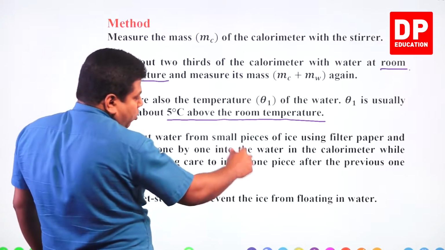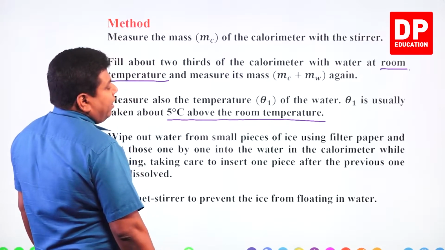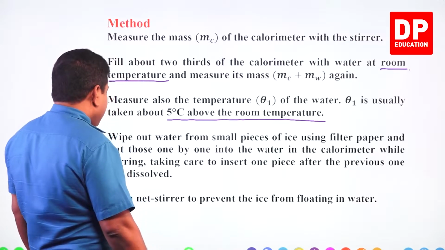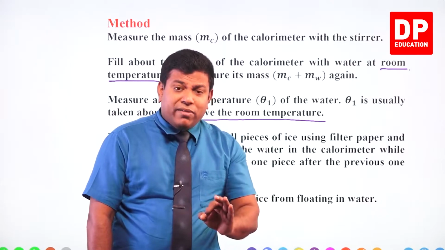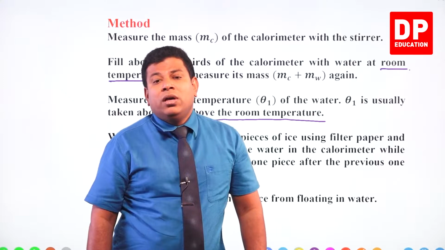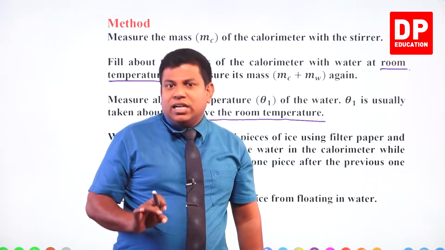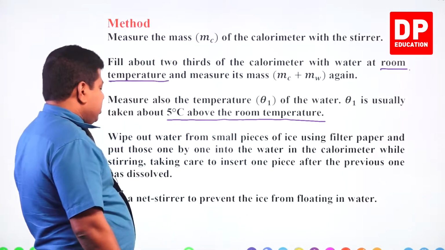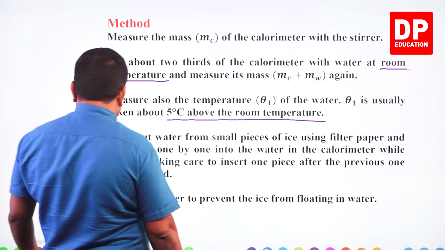Wipe out water from small pieces of ice using filter paper and put those one by one into the water in the calorimeter while stirring, taking care to insert one piece after the previous one has dissolved. What is that? Drop one by one, don't drop all the ice cubes at once because then the temperature might go suddenly low. Add one ice cube, dissolve it, second one, dissolve it, third one, dissolve it, likewise step by step slowly you can go. Use a net stirrer to prevent the ice from floating in the water, that I already explained.